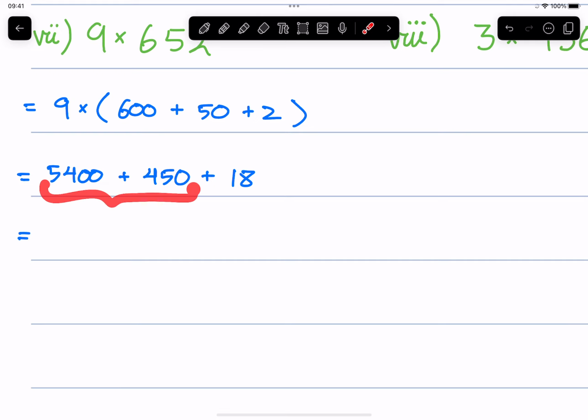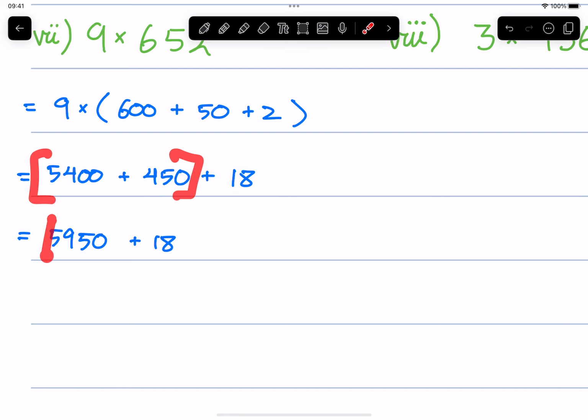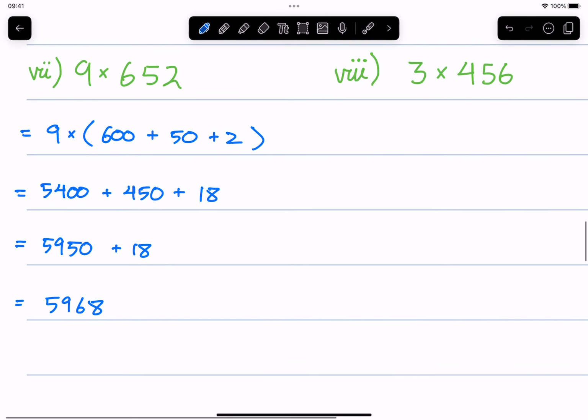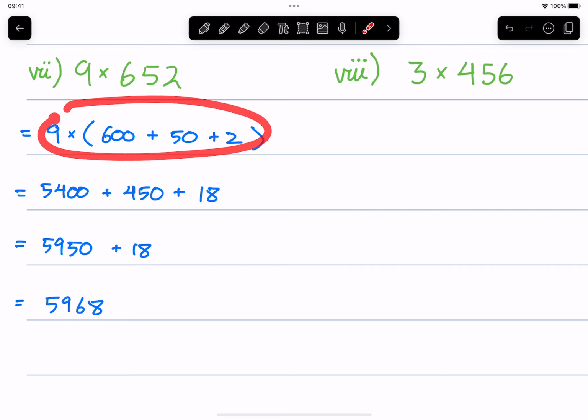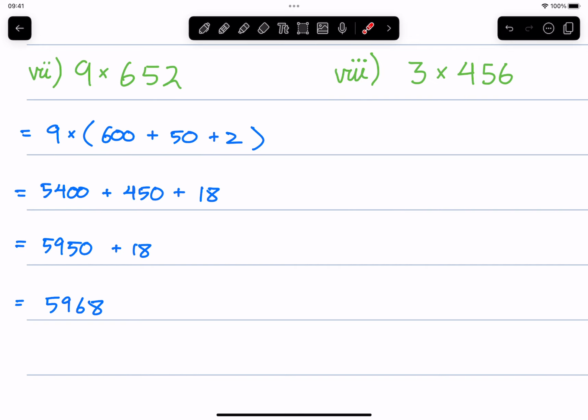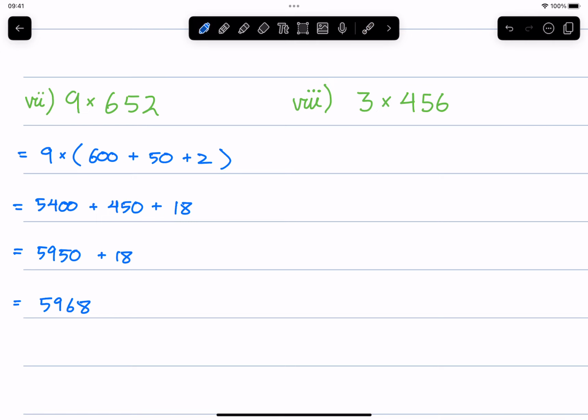That's going to be 5, 9, 5, 0 plus 18. So I only added these 2 first. Then this is still there. Then adding these 2 together gives us 5, 9, 6, 8. So now take a look. This can be written out if you'd like, but I'll demonstrate to you in this second last example how we can go from here to here in one step.